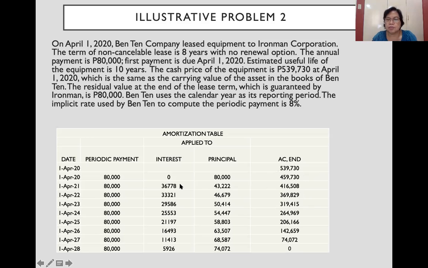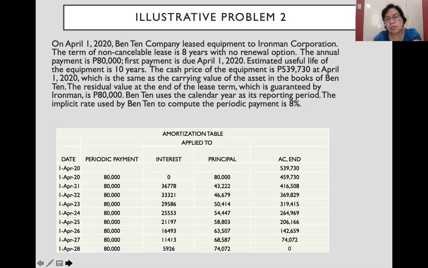So in the periodic collection, the amount applied to interest is 36,778, deducted from 80,000. Therefore, the difference is the amount applied to principal. However, this lessor reports on a calendar year basis, so although collection is made every April 1, adjustments will have to be made as of December 31 to update the accrual of interest. Therefore, what will be our entries?